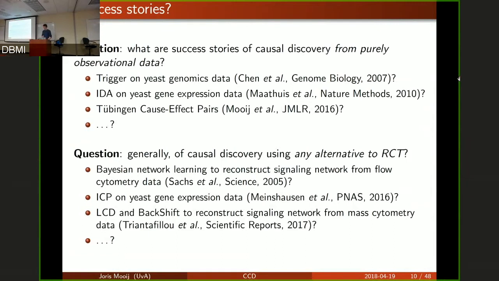Okay, great. It would actually be fun to maintain a list like that, so if you send any inputs, I'll make a list. I also have ICP, invariant causal prediction, on yeast gene expression data. And more recently, I'm not sure if you're familiar with this work, LCD and backshift evaluated on mass cytometry data. Great.